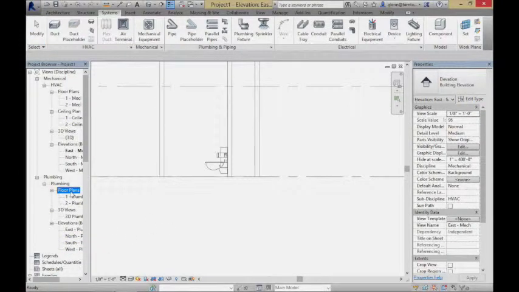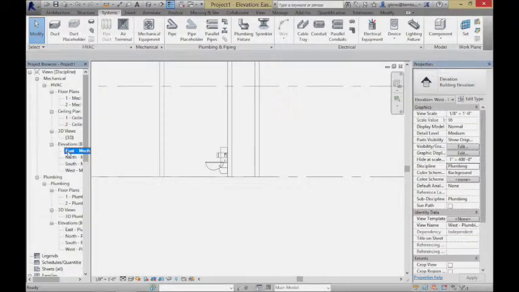Every view, in addition to having lots of other properties like the scale and the coarseness, actually has some notion of a discipline associated with it. So there's an overall discipline, which is plumbing. The subdiscipline here is also plumbing. Let me distinguish that from over in the HVAC views.